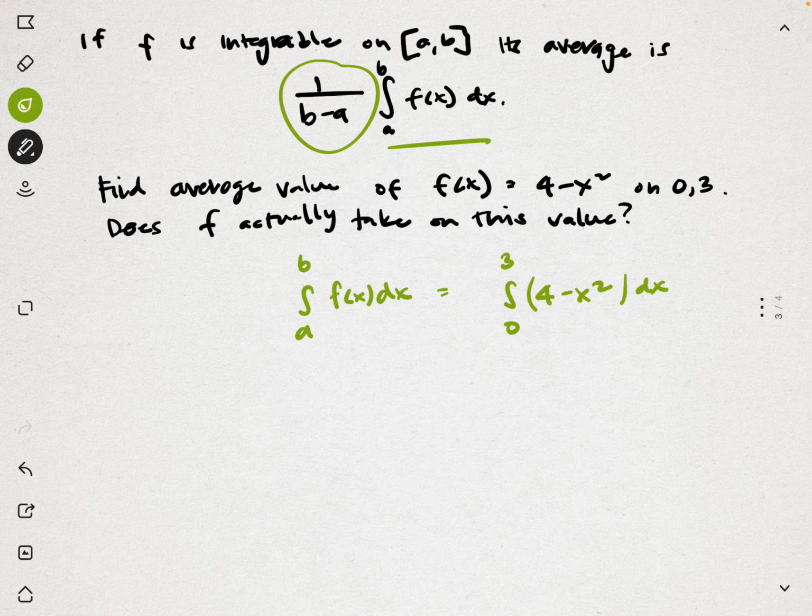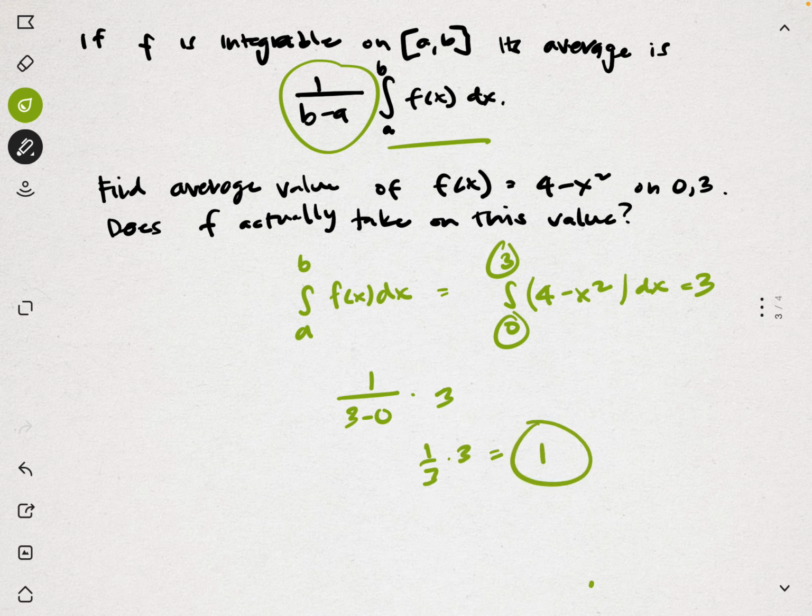So remember, you're just going to do math 9 to get to your integral. And go ahead and punch that stuff in. And when we do that, we see that this is going to be equal to 3. So the integral is 3. Now we just have to find the average. So 1 over 3 minus 0, because this is the start, 0, and this is the end, 3. So 1/3 times 3, this whole thing is going to be 1.